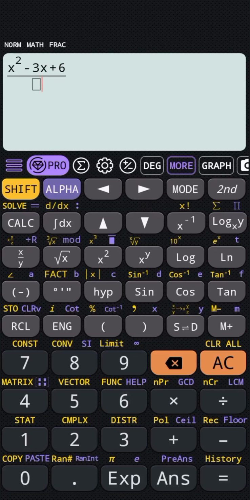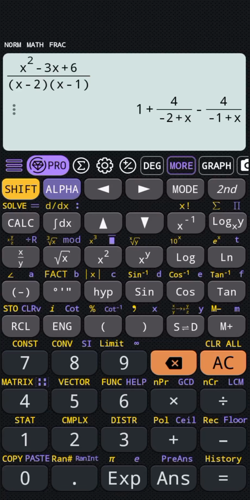Then you come down. Since I'm solving for a, I will not write x. In bracket, I have x minus 2, alpha x minus 2, close the bracket, then into x minus 1, alpha x minus 1, close the bracket. This is the fraction. I'm solving for a, right? So I will not be adding x to it.